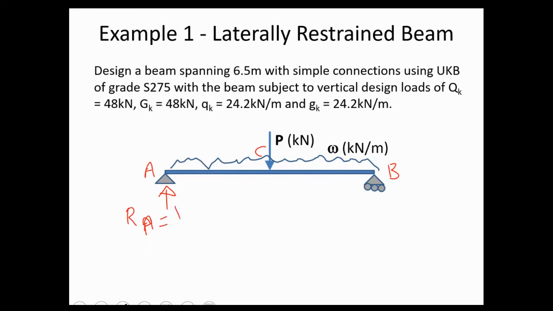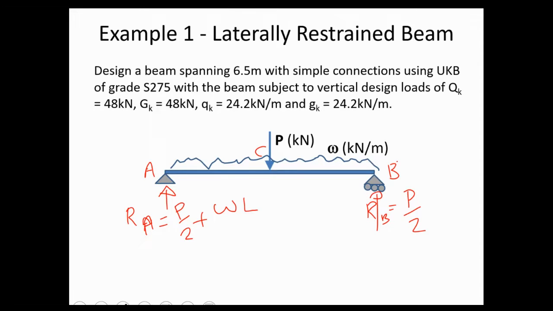it's going to be from the point load, so half of it is going to go to the left hand side, and the reaction at B up here, half of the point load is going to go to this side. And then we have this omega, omega kilonewtons per meter, over the whole beam. The beam is 6.5 meters long, so over the whole beam it's omega times L.